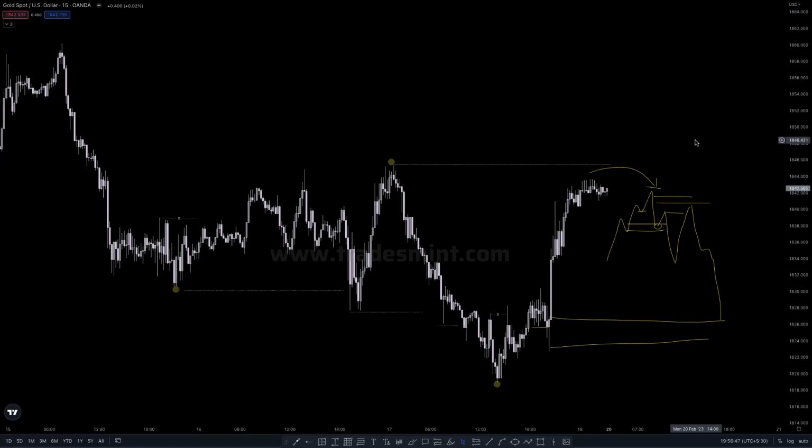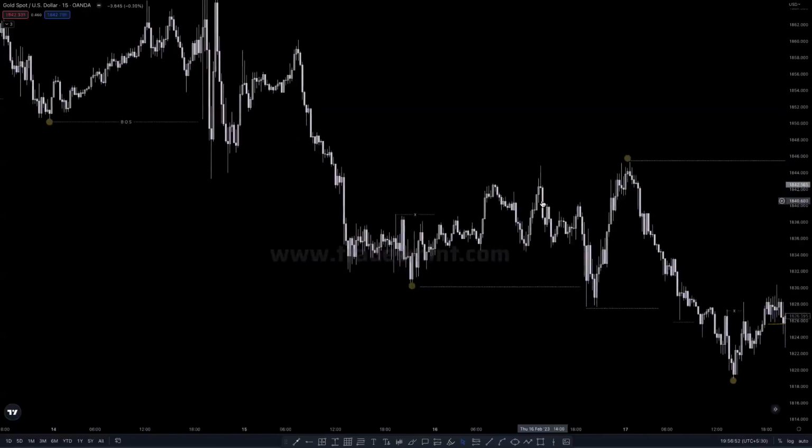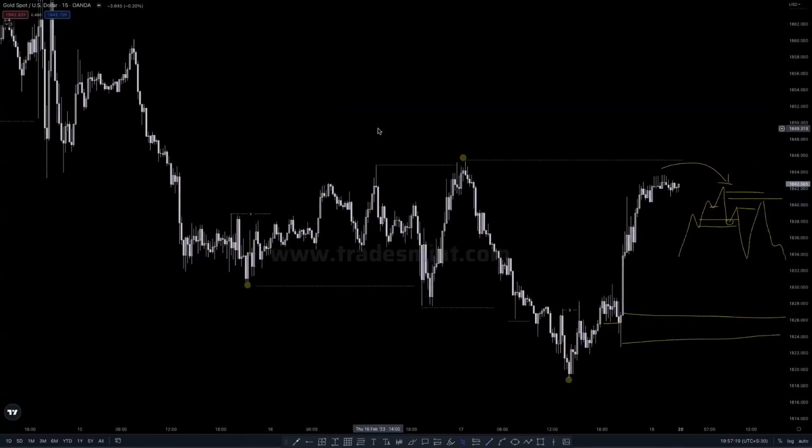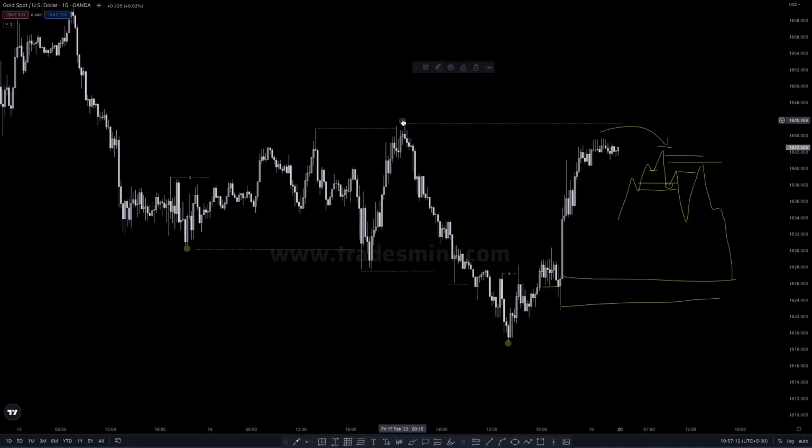Please check 17 February, 15-minute sweep. Okay, this one. Yes, sir, this is a sweep. When price sweeps the previous major structure high or low, then you can trade in a lower time frame, with a check or post confirmation.